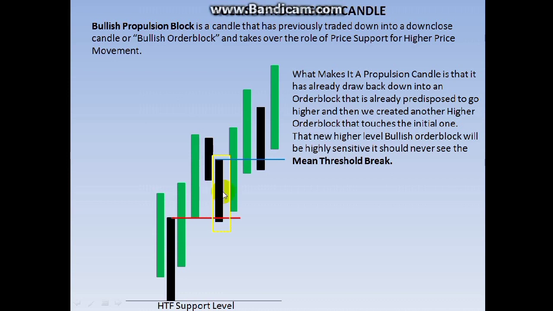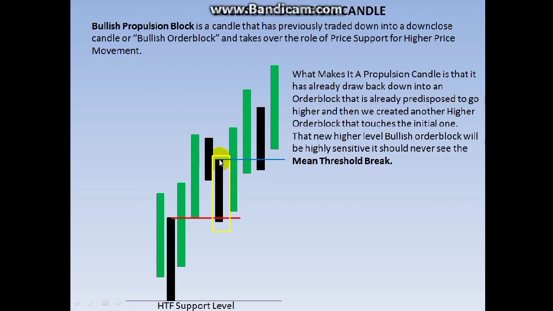So this is the rule when trading with a proportion candle: price should not trade through the mean threshold of the proportion candle. In other words, how do you know the mean threshold of your proportion candle? By taking out your fib and measuring it from the low to the high. The mean threshold is the middle point, the 50% level of the whole candle's range.